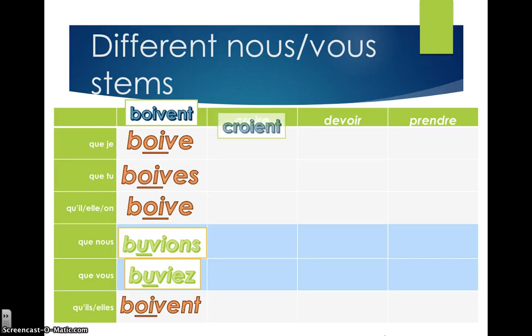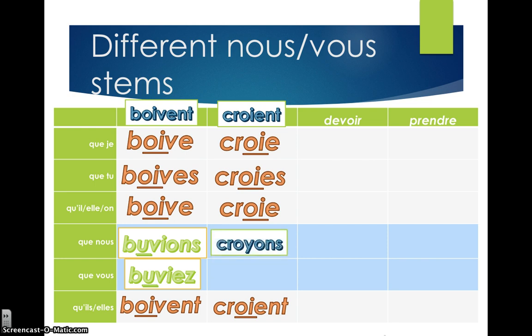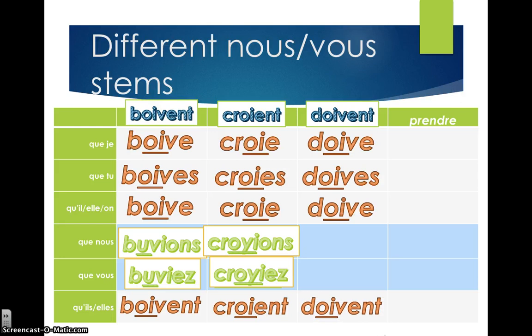Like croire, it's ils croient in the indicative, so we get je croie, tu croies, il croie. That's your subjunctive. But think about the present indicative of croire. It's croyons. So our subjunctive is croyions. The vous form is croyez in the indicative, so in the subjunctive, it becomes croyiez. And that happens with all of these verbs. Devoir: doivent, so we get doive, doives, doive, and doivent. But the present indicative of the nous form is devons.